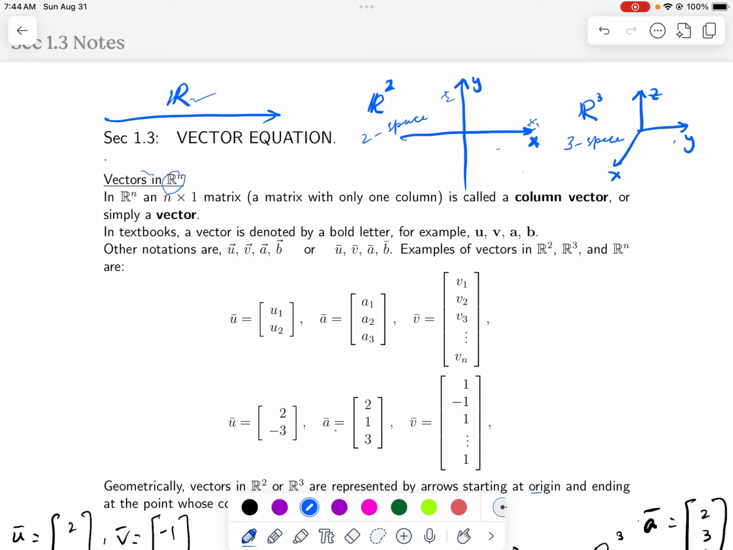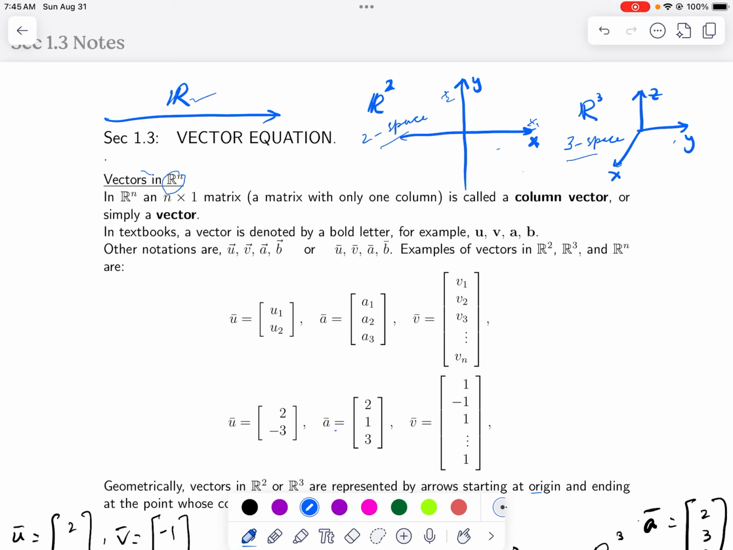So it is a two-dimensional space. It is also called two-space. R3 is our three-dimensional space, also called three-space. It consists of three axes which are mutually perpendicular to each other, x y z, or x1 x2 x3, depending on our variables. So in Rn, this is the n-space.